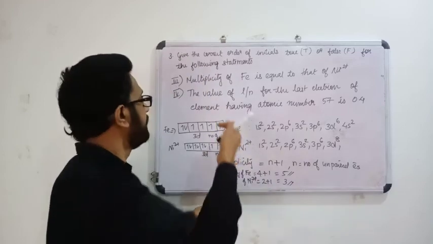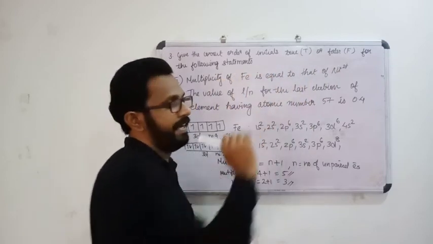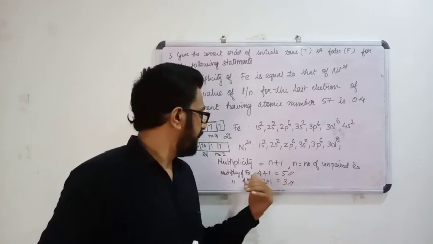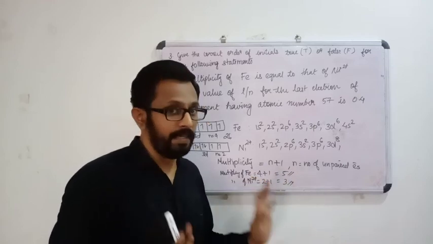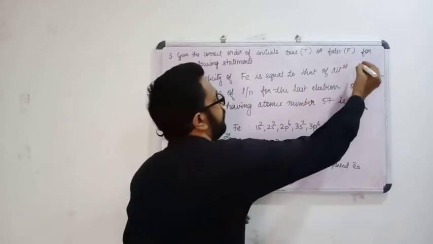So what was the statement? The multiplicity of Fe is equal to that of Ni2+. But we have got different values for Fe and Ni2+. That means the third statement is false.